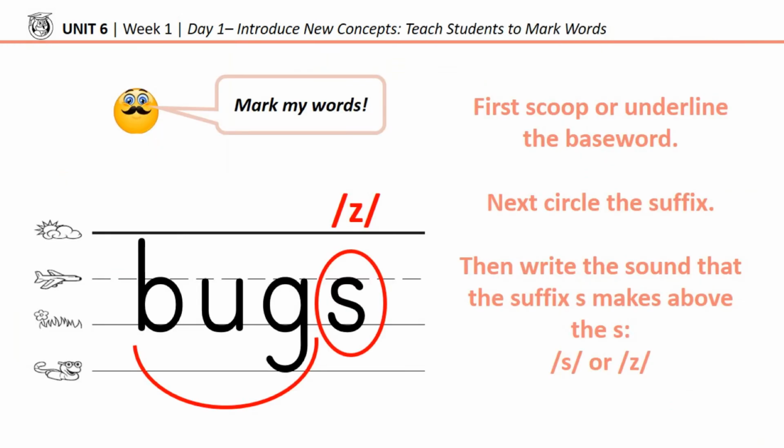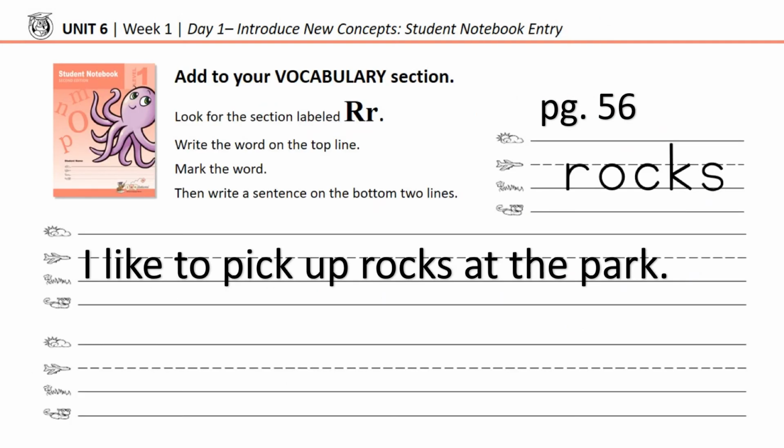Now, how do you mark a word with the suffix? Well, you can either scoop it or underline the word and circle the suffix s. If the s makes the s sound, you will put 2 lines and put an s in. But if the s makes the z sound, you will put 2 lines and put the letter z over the letter s.